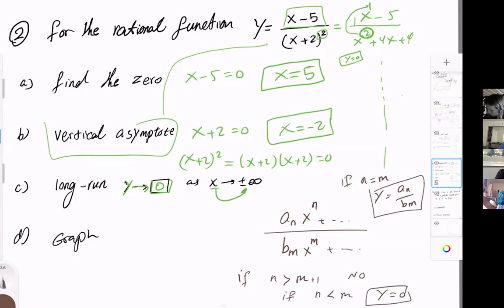Then for the graph, you might see 4 different options. So you will pick a graph with the -2 and 5, for example, something like that. So you choose one of the options with those characteristics.